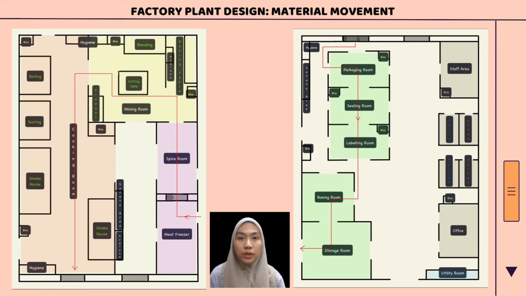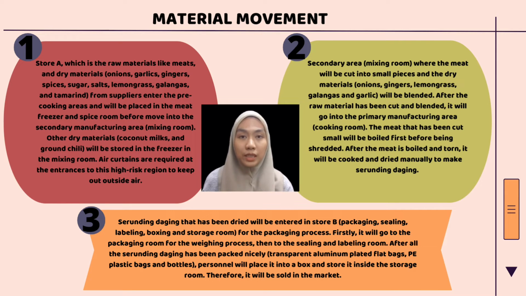The red arrow represents the movement of material from the first area to the final area. Firstly, the material will move to the store A, which is the raw materials like meats and dry materials, for example, onions, garlic, ginger, spice, sugar, salt, lemongrass, galangal, and tamarind.